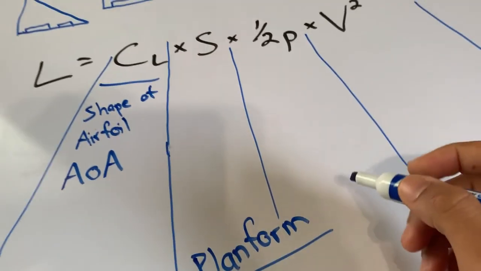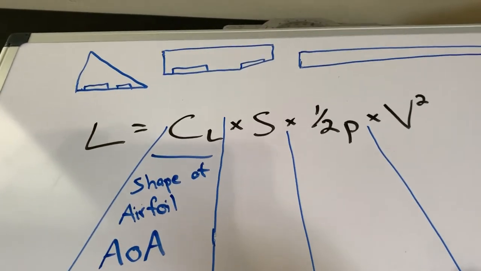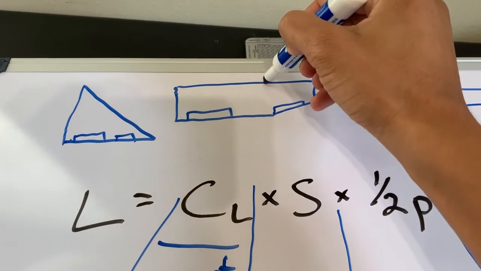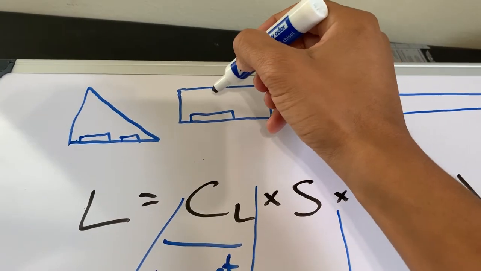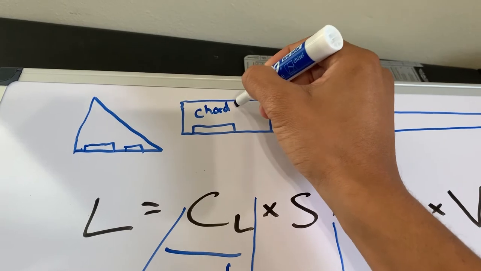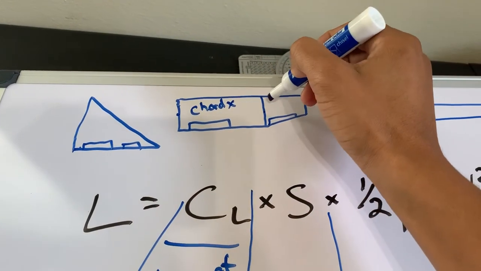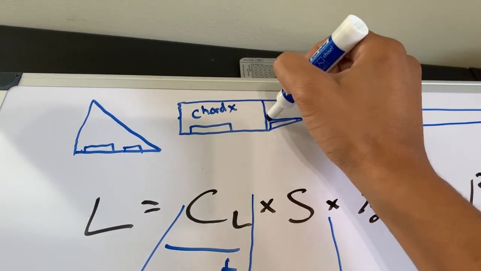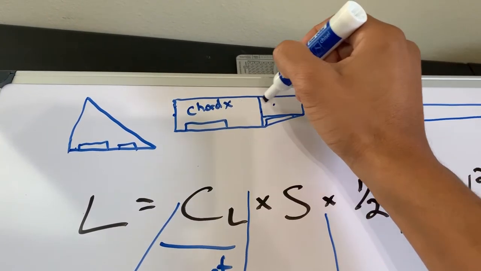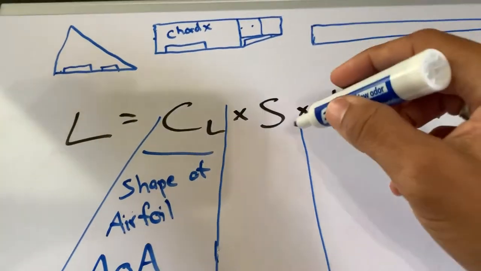So if you want to look at the plan form of a Cessna wing, it'll literally have all the dimensions, like from here to here. So you do the chord line times the length between here and there, and then you do another chord line times the distance between there and here, and then you do it again. It's crazy. But like I said, this is surface area.